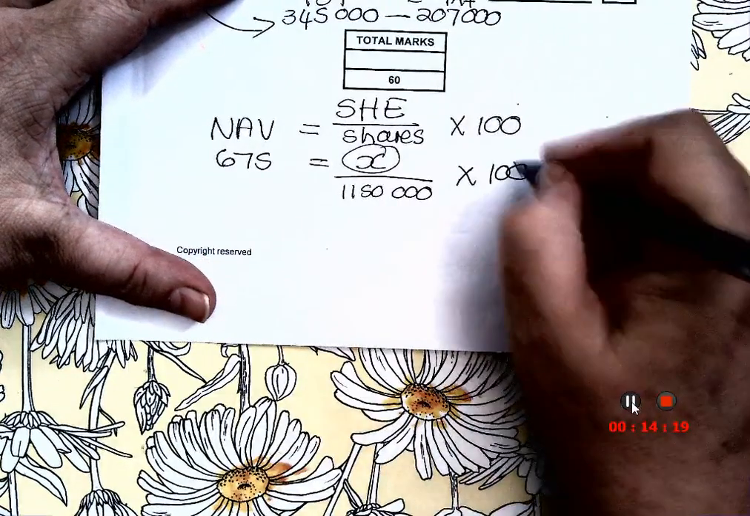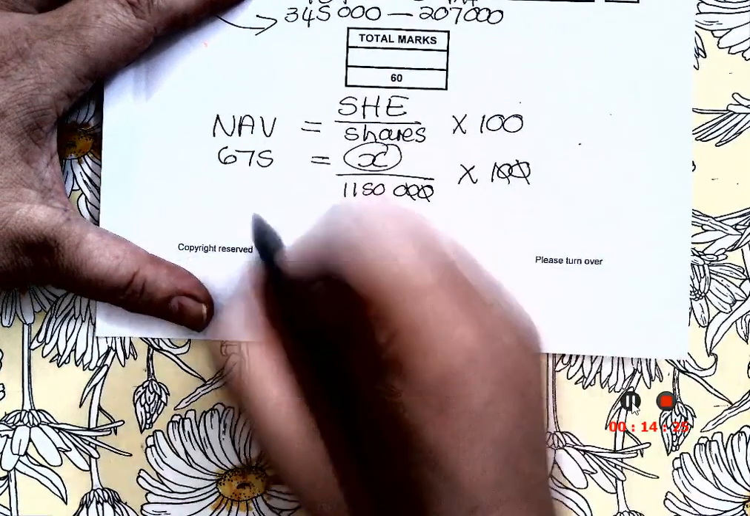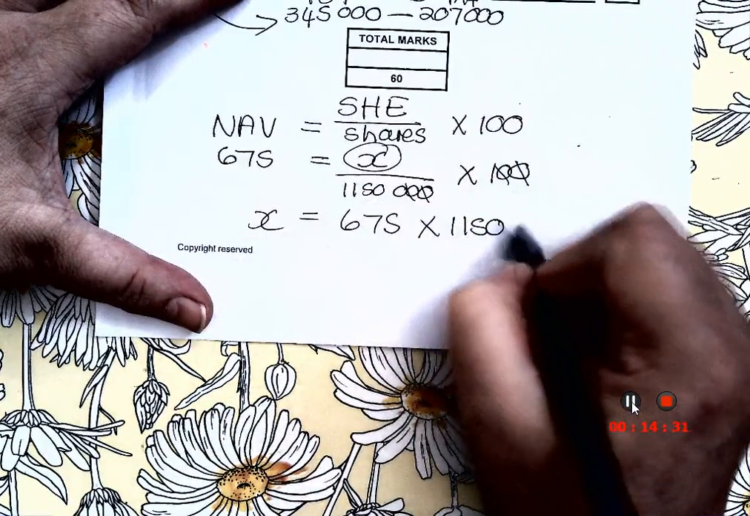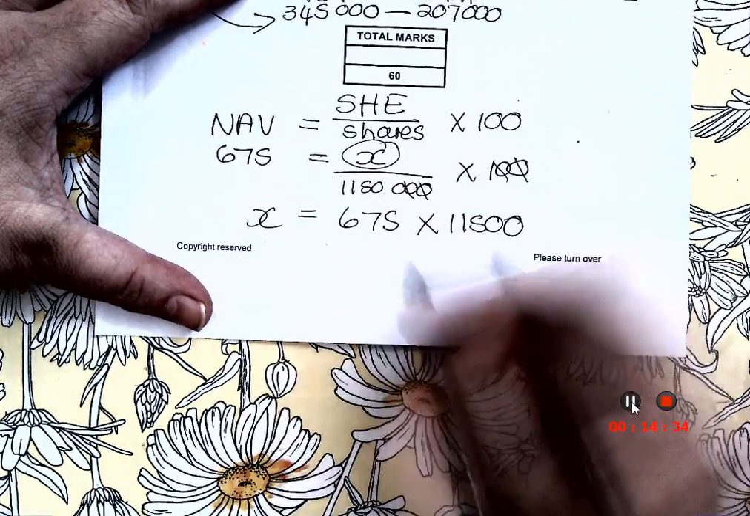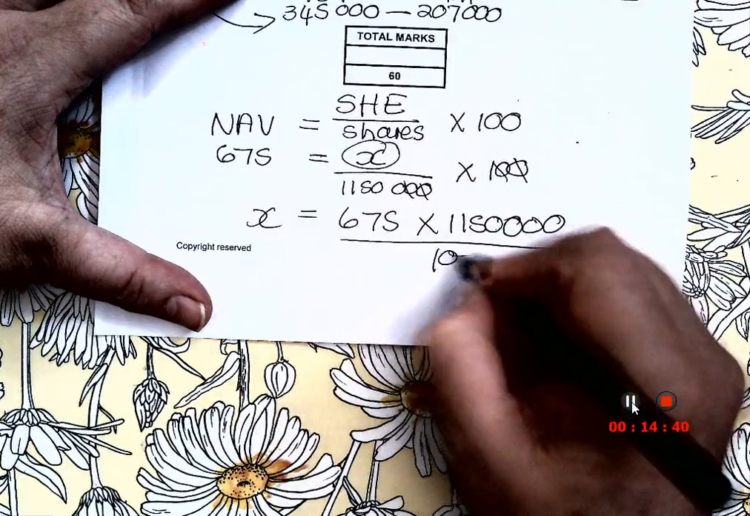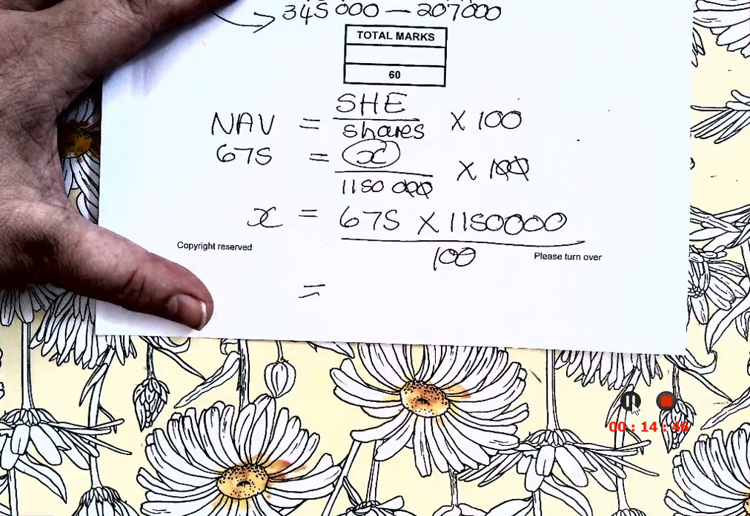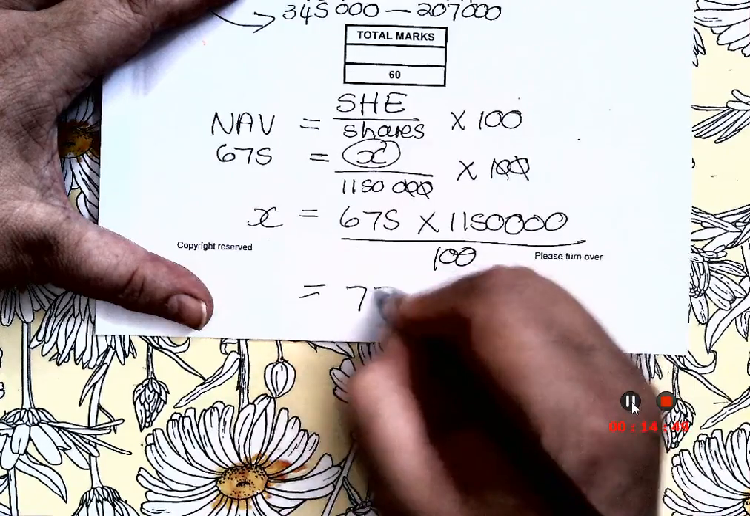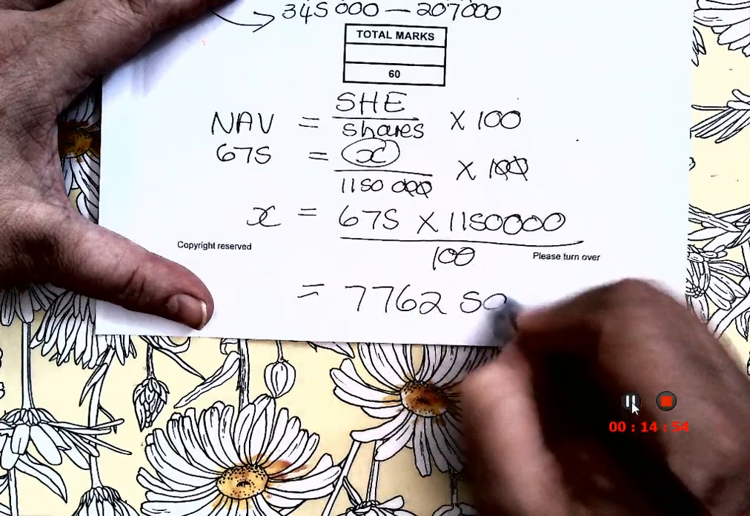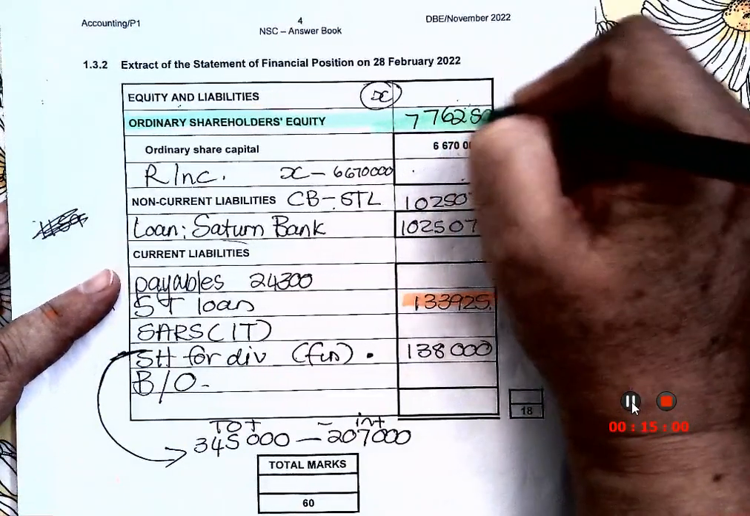Okay, so now let's solve X. First thing I see is the zeros can cancel out. Now I know. How will I get X alone? I will get X alone by saying 675 times 11500, or 115,000 divided 100. Both will give you the same answer, which is what? Okay, 7. Okay, so now that 7762 goes there.